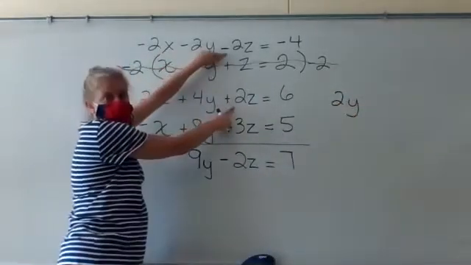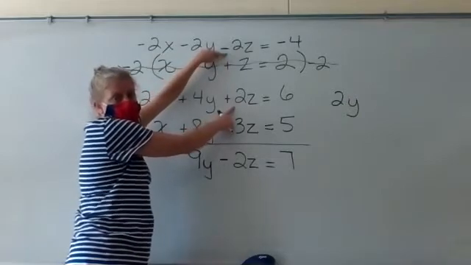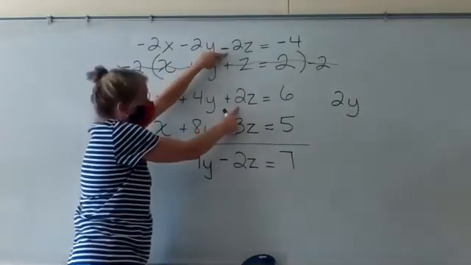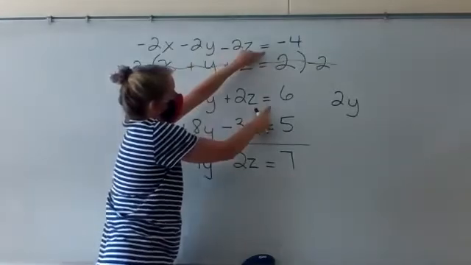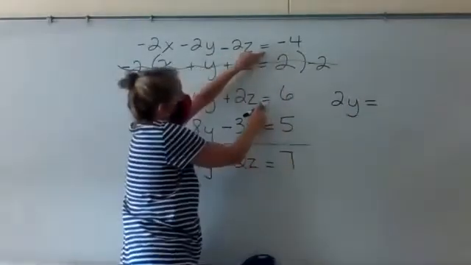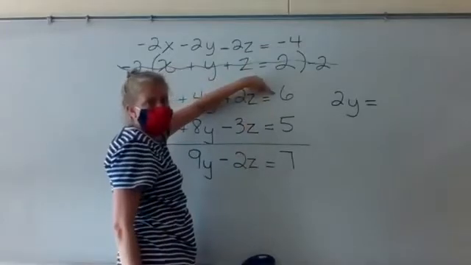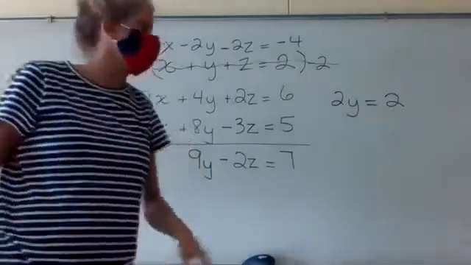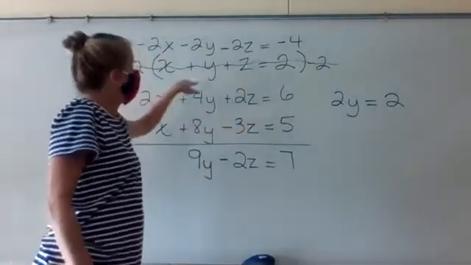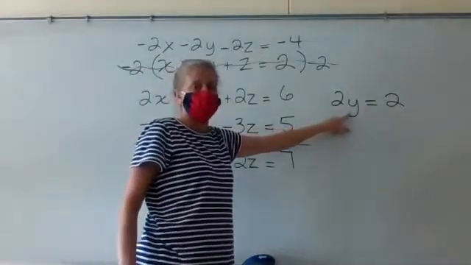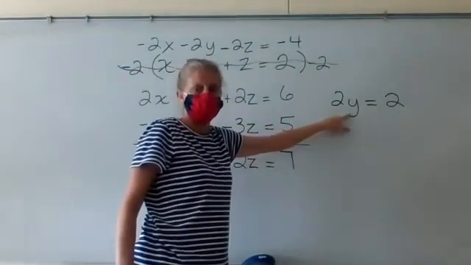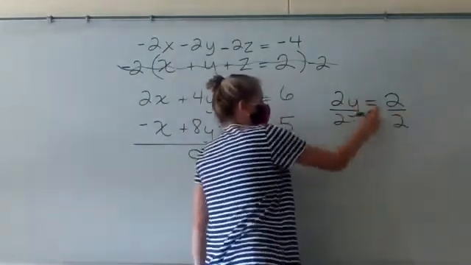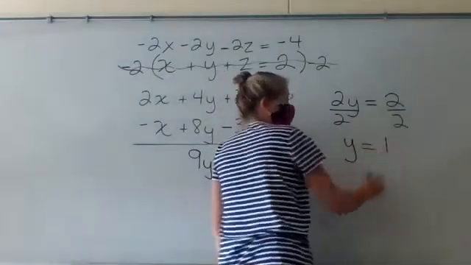Now, this doesn't usually happen, but look what happens to your z's coincidentally. I've got negative 2z and positive 2z. They cancel. So all I'm left with on the other side of my equals is a negative 4 and a positive 6, which is 2. So this actually worked out very nice. It doesn't usually do this. What happened? My x's canceled and my z's, which means I can solve this for y. If I solve this for y, if I divide both sides by 2, what do I know? I know that y equals 1.